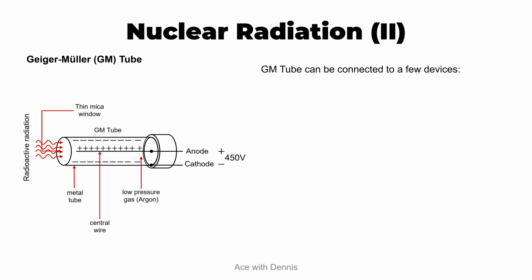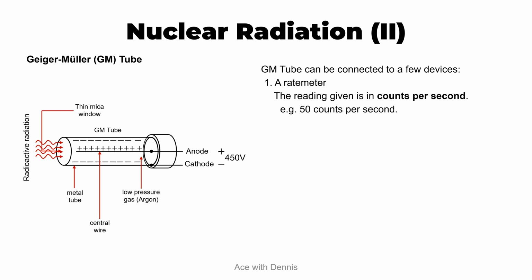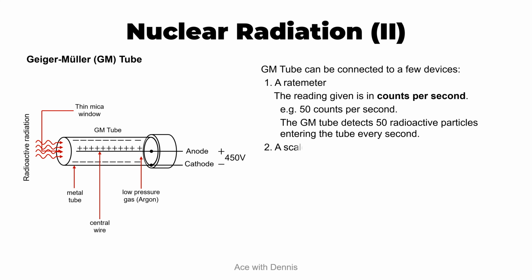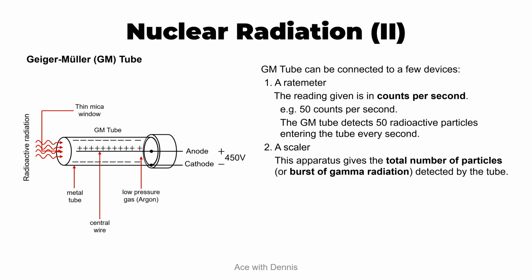The GM tube can be connected to a few devices. Number 1. A rate meter. The reading given from a rate meter is in counts per second. Example, 50 counts per second, which means the GM tube detects 50 radioactive particles entering the tube every second. Number 2. A scaler. This apparatus gives the total number of particles or bursts of gamma radiation detected by the tube.